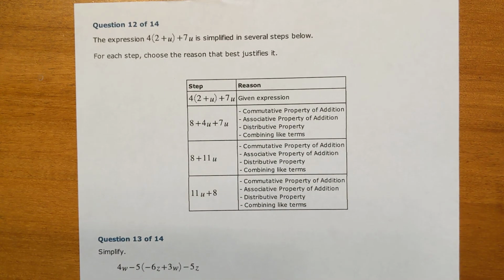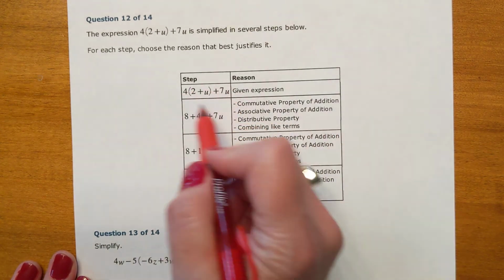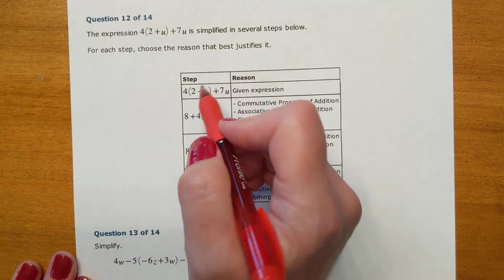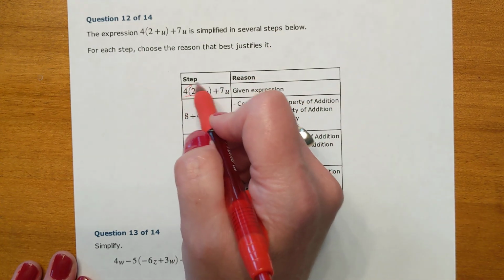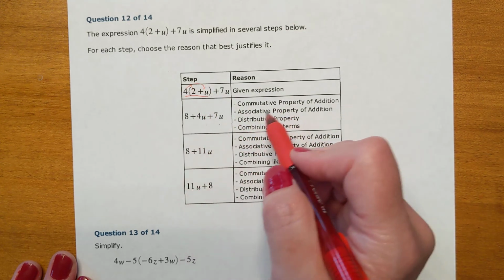Number 12, the expression 4 times the quantity 2 plus u plus 7u is simplified in several steps below. For each step, choose the reason that best justifies it. Okay, so they started with this, and they went from here to here. What happened? The 4 is gone, and they moved it across the whole thing, and they distributed it. So to get from here to here, they distributed.